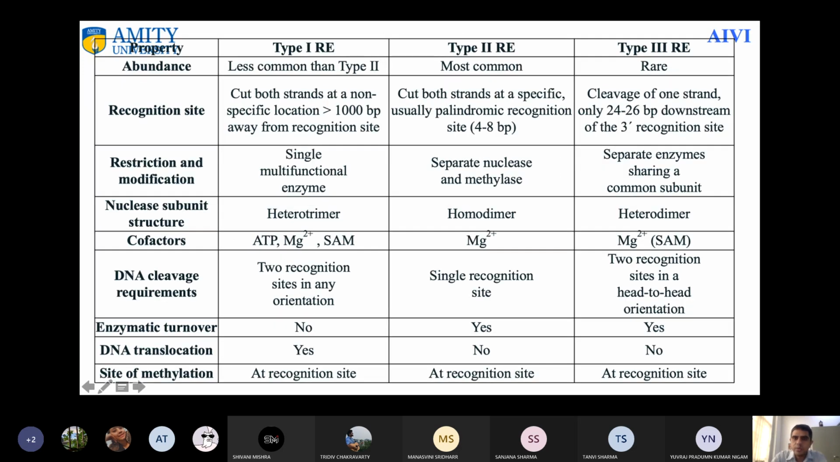And here a few more differences are there. It is going to be a modified type of table, as we were talking about in the previous one. You may say that. So most of the things are common. Similarly, you can get one more thing, that is the abundance. Type 2 is the most abundant, whereas type 3 is rare, and type 1 is less common than type 2. So this is the abundance.